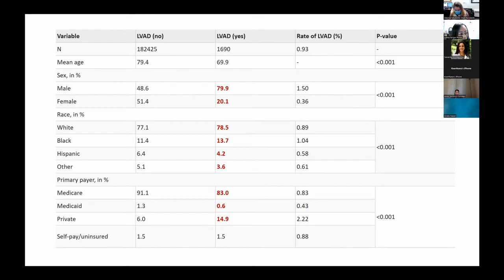I apologize, I was doing this quickly and I didn't have references on all of them, but this is there. And you can also see that if you have a Medicaid type of insurance, you're much less likely to get it. So if you have Medicare or primary insurance, you're more likely to get it.